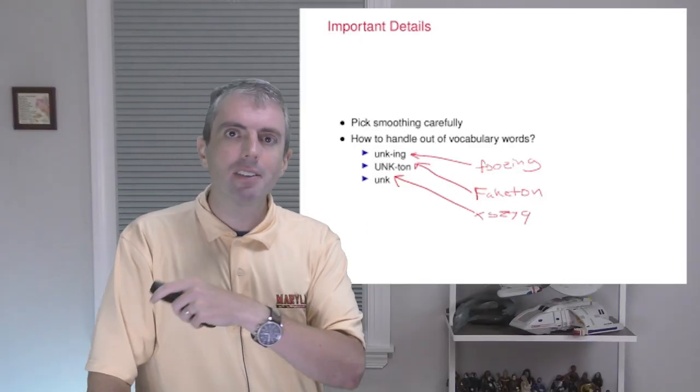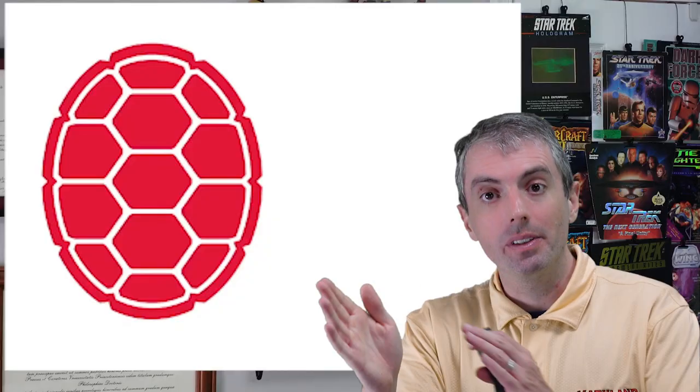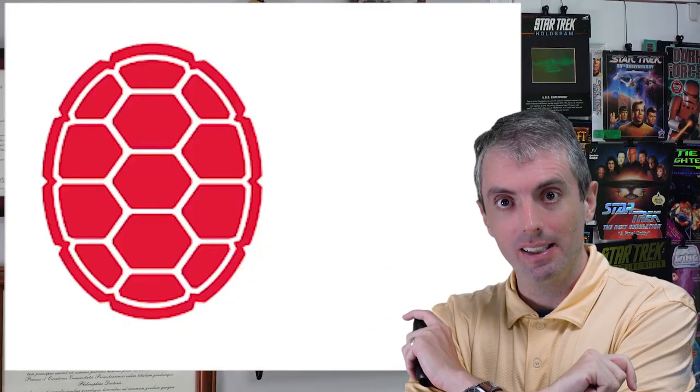But in the end, you've got yourself a hidden Markov model with these parameters. And now you can take a sentence and figure out its part of speech using a tool called Viterbi decoding, a way of doing inference that we'll talk about in the next video.